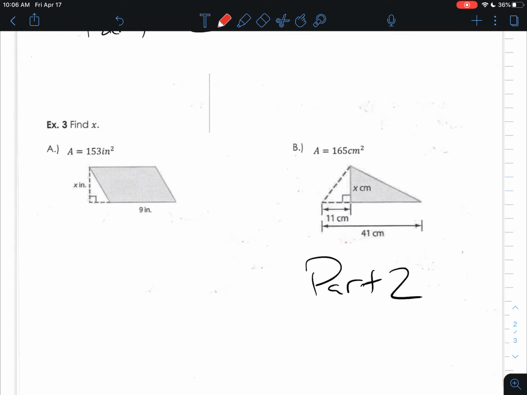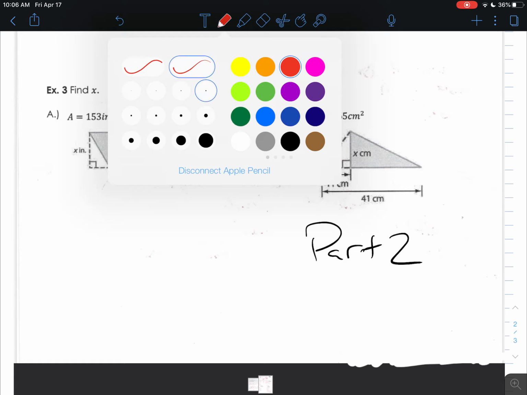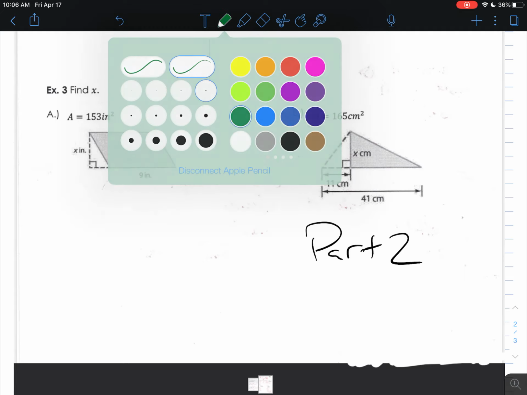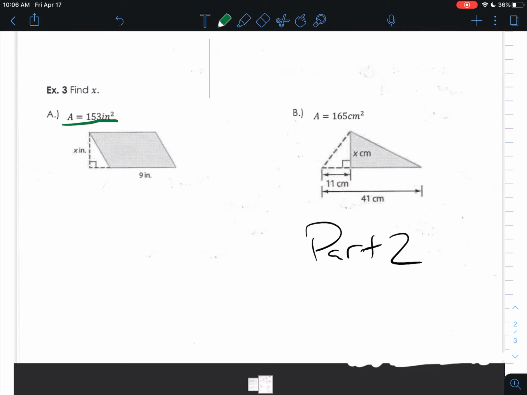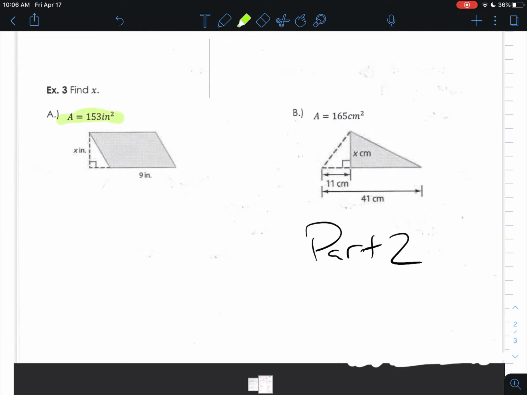So, it says to find x. These problems are always very interesting to me because it really shows that you understand the properties of finding the area of the parallelogram. Okay, so let's get into it. So if we know that the area is 153 inches squared. First thing that I like to do is I like to just write the formula out. Area equals base times height.